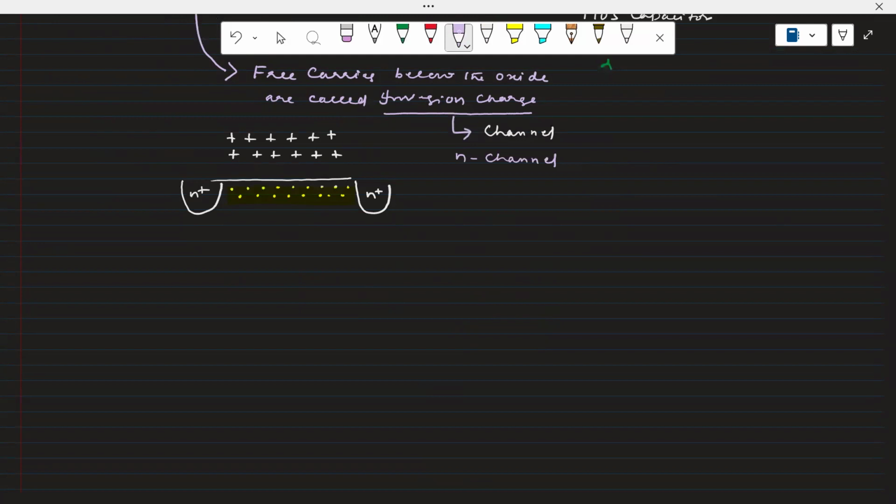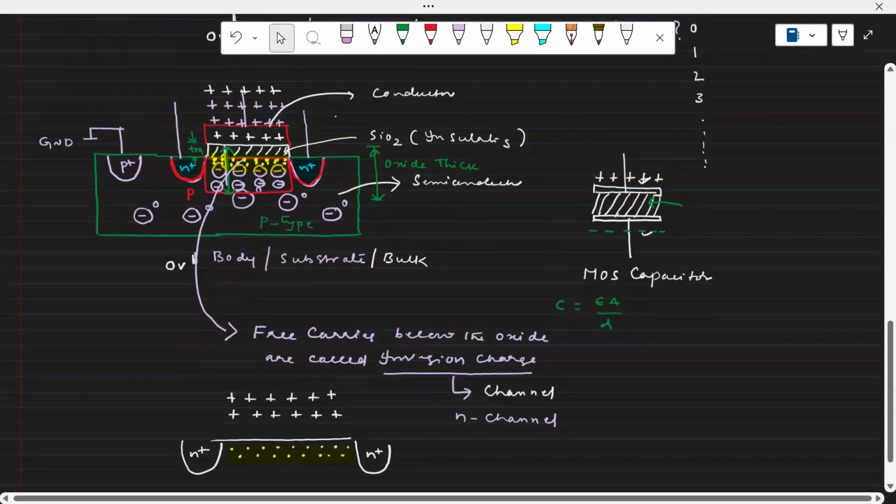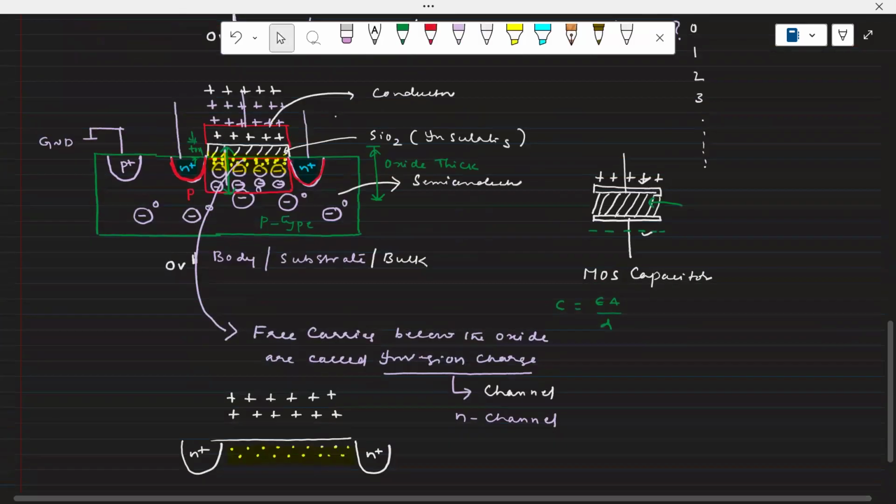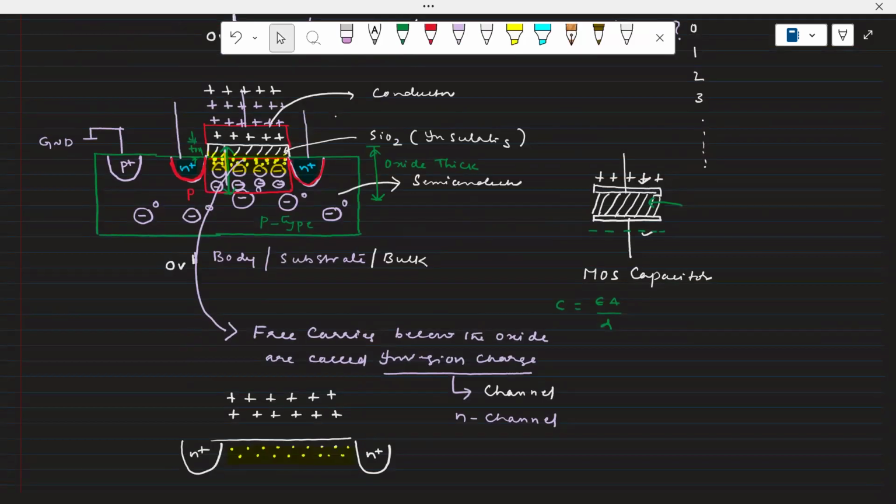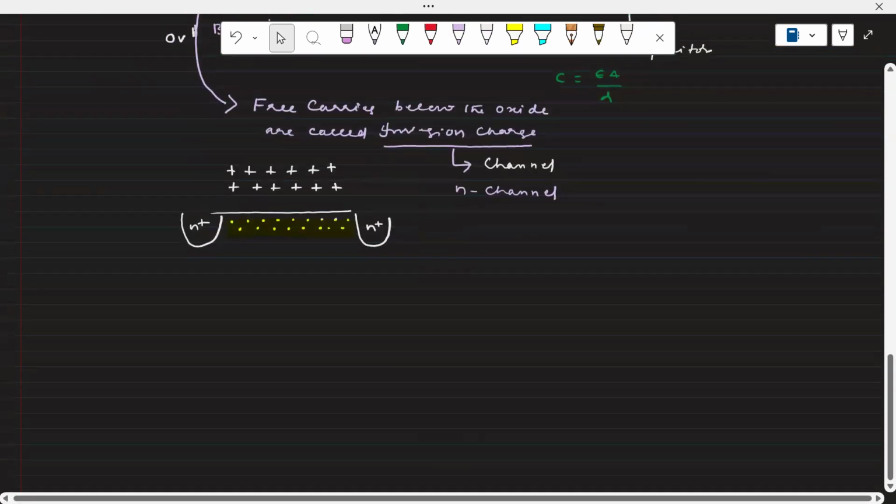You may observe that this inversion charge is not created by just a few positive charges on top of it. I have applied a certain potential, and only at that potential will the carriers be developed. Otherwise, the free carriers cannot be induced. Am I right? That is the reason a certain voltage is required. That voltage will give you the inversion charge, and we call that voltage the threshold voltage.